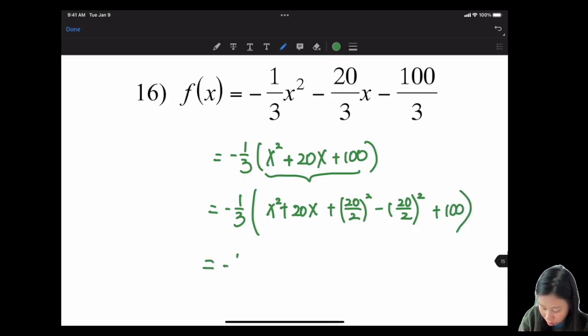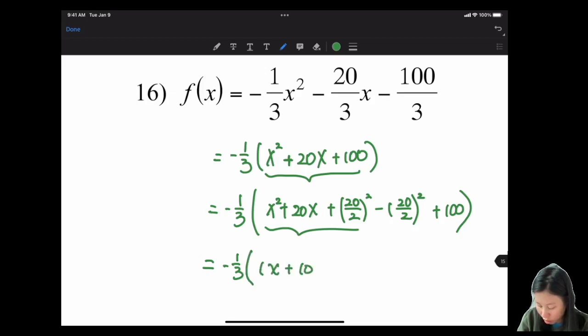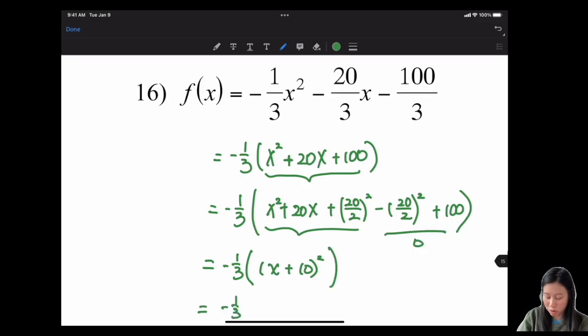Okay. So the first three parts, you have what? x plus 10 squared. And then look, 10 squared is equal to 100. 100 minus 100 plus 100, which is 0. So which means this one is 0. So I have negative 1/3 of x plus 10 squared.